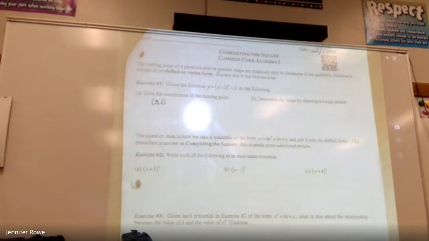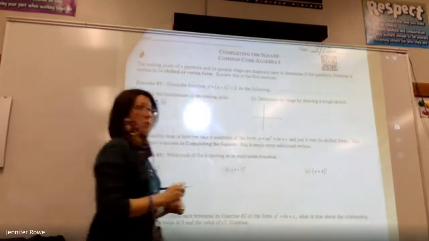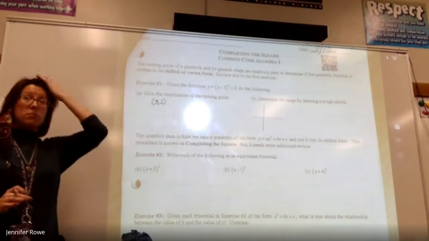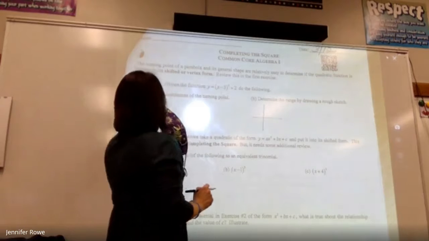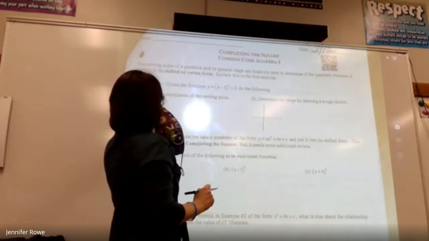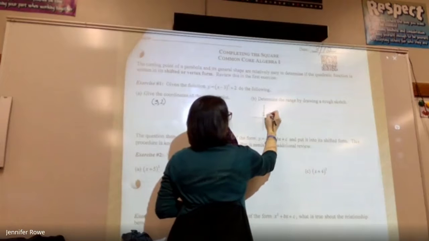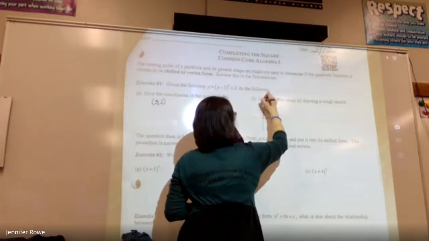Determine the range by drawing a rough sketch. Okay, so rough sketch. Does it open up or does it open down? It opens up. How did we know that? Yeah, because this is a positive. Okay, so it opens up and its vertex is at 1, 2, 3, 1, 2. So it looks something like this.